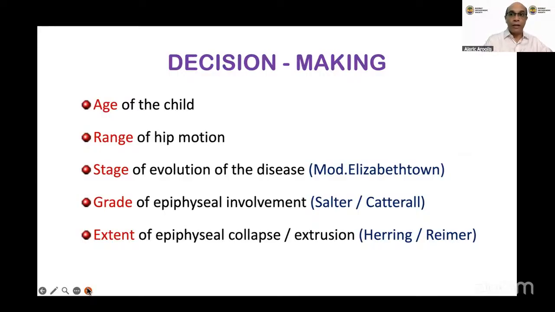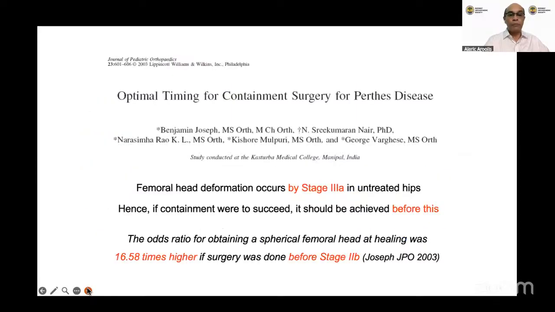It's simple to understand, but not always simple to put into practice. But it hinges on these 5 important parameters: the age of the child, the range of hip motion, the stage of the evolution of the disease, and what we use now is the modified Elizabethtown classification, the extent and the grade of epiphyseal involvement by the Salter-Thompson or Catterall grading, and finally the extent of collapse, which manifests usually in the advanced fragmentation stage, classified by Herring or by the Reimers extrusion.